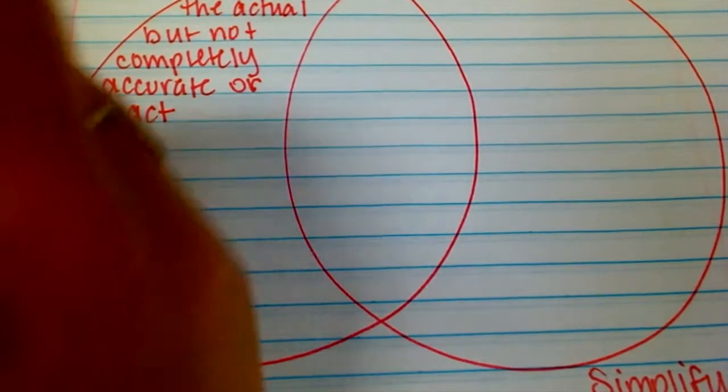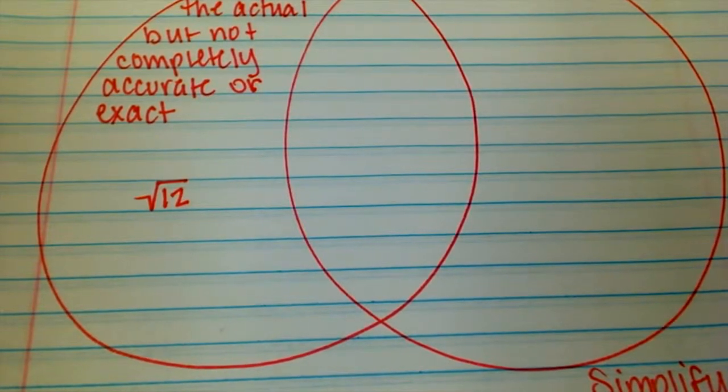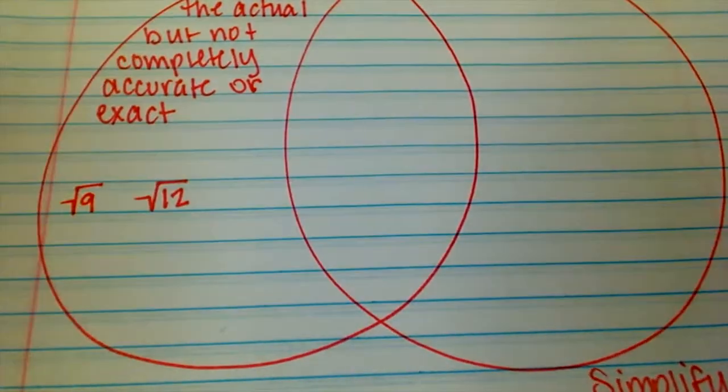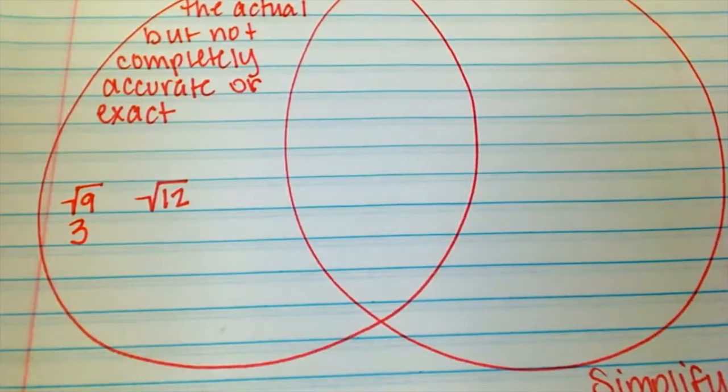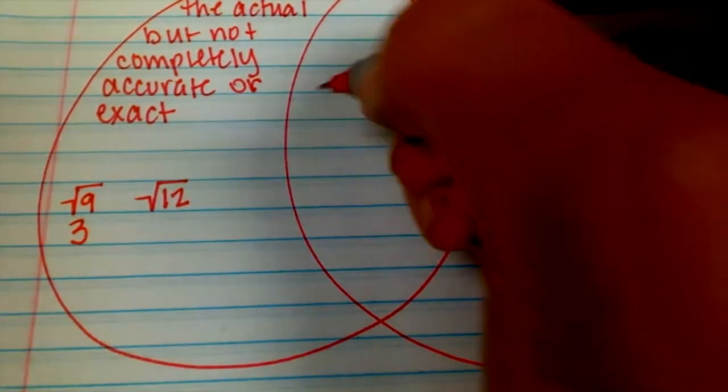For instance, the square root of 12. What is a perfect square that is less than 12 or less than the square root of 12? This is why we're having the fluency test, because we'll be doing a lot of work with square roots. It's important for you to know them. What do you think? 9? Absolutely. So the square root of 9. What is the square root of 9? 3.